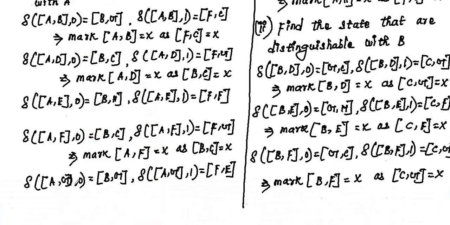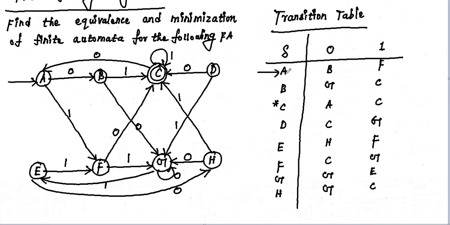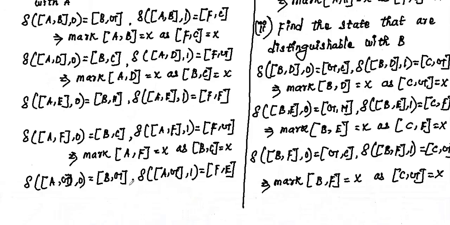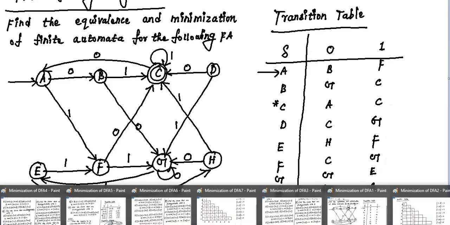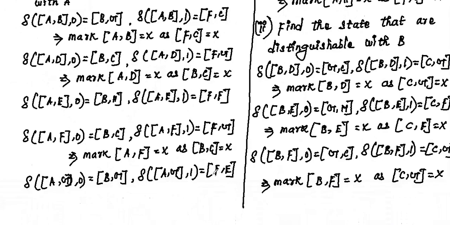Next AG, and apply input 0, 1. AG 0, see the transition table, AG 0 is BG. Here BG. Del of AG 1, AG 1 is FE. These two answers are different, just hold it. Then move to the next pair.